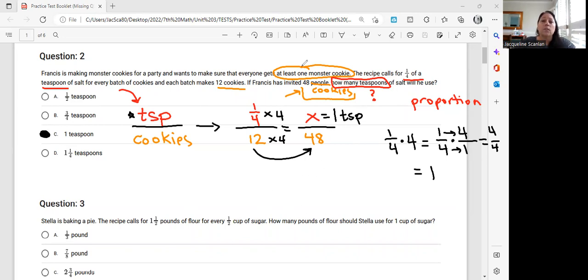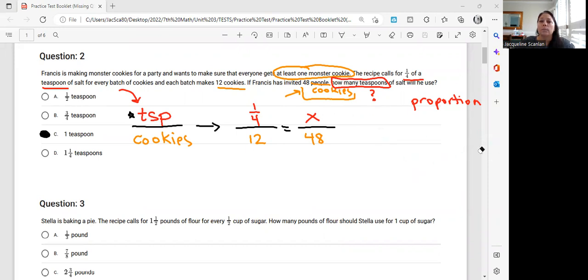Okay, now another way to solve this problem for those of you who don't like that method. And again, if you do like that method and you want to copy it down, go ahead and pause the video. For those of you who want another way, you can use cross products just like we did in the other problem. So you could take 1/4 times 48.